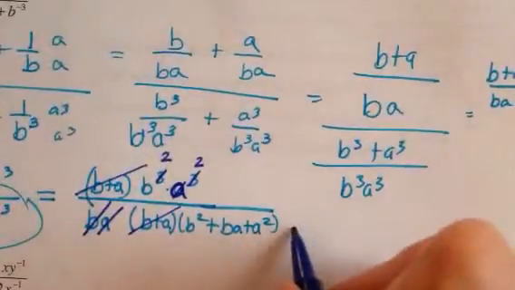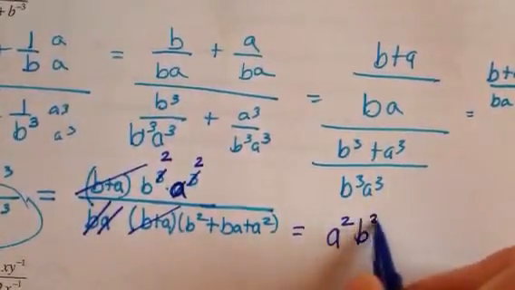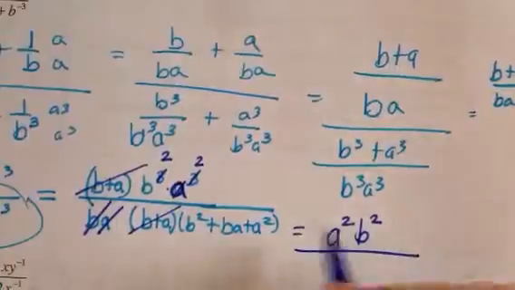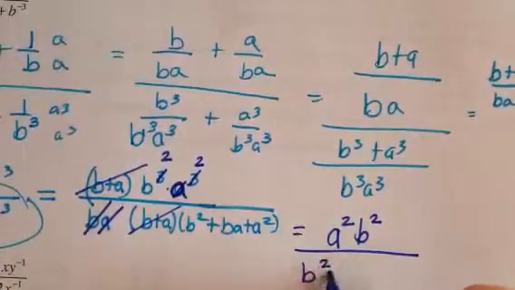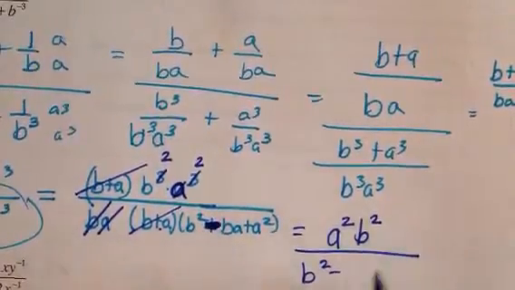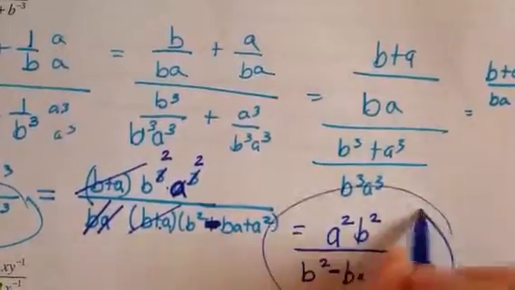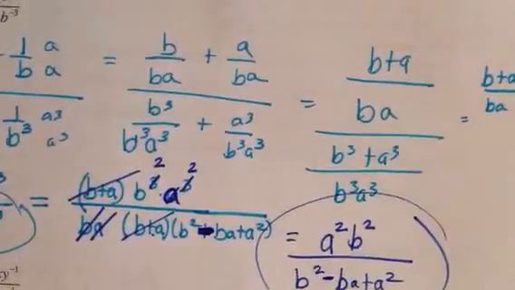So in the numerator, I'd be left with a squared b squared, I just went numerically, it doesn't matter, over b squared, and it's a plus, sorry, formulas, this should be a minus, minus ba plus a squared, and I can't simplify it anymore.